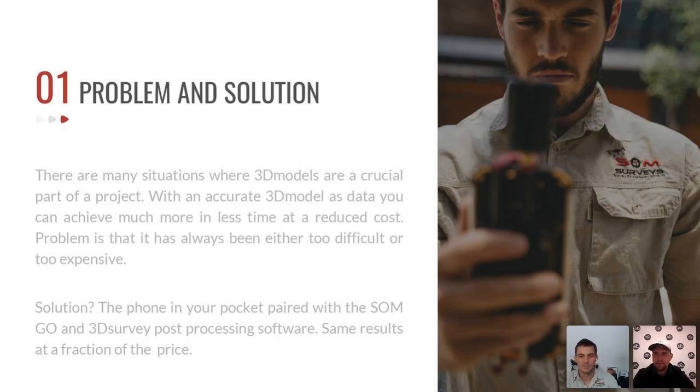So we know why 3D modeling is used. The main problem is that it has always been either too difficult or too expensive. Traditional laser scanners cost a minimum of $30,000, which is about 500,000 Rand, and that's just for the physical equipment. So what's the solution? Well, the phone in your pocket paired with the SOMGO and 3D survey post-processing software, allowing you to achieve the same results, but at a fraction of the price.